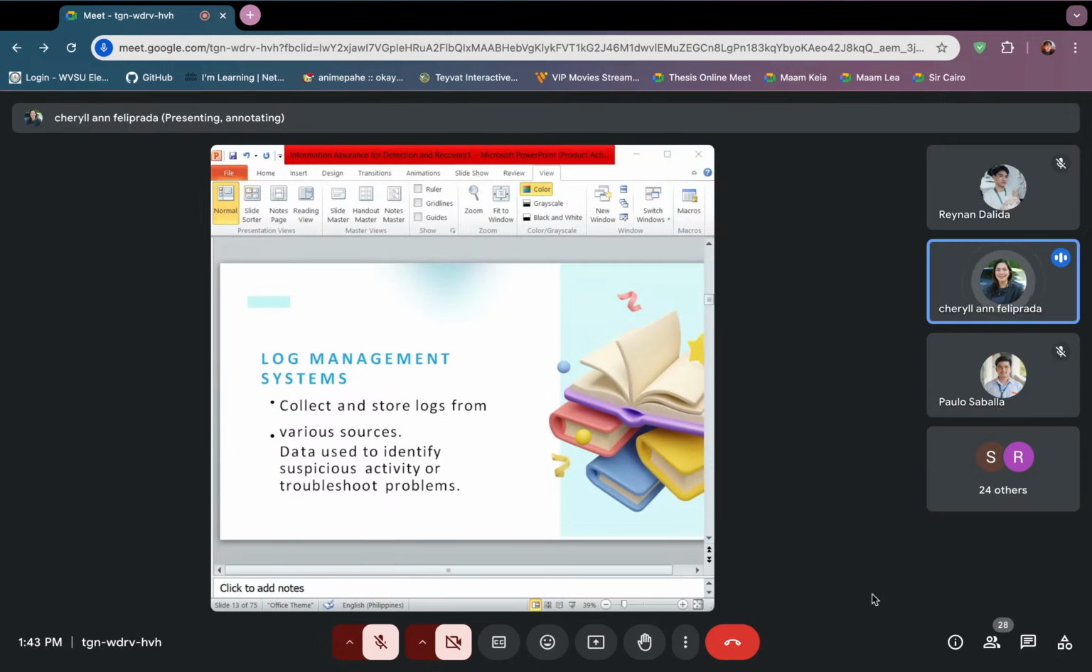So let's continue with the second type of the detection tools. We have the log management. With log management, its work is to collect and store logs from various sources. So data is used to identify suspicious activity or troubleshoot problems.